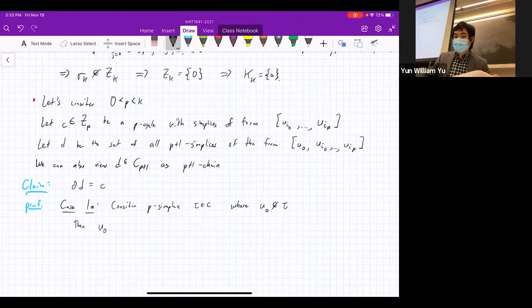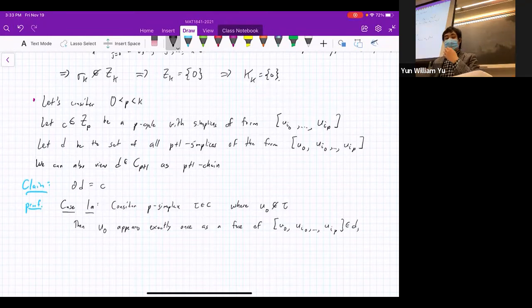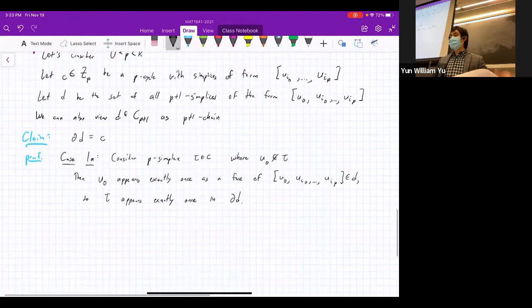So U naught appears exactly once as a face of U naught, UI naught through UIP, which we know to be in D by the construction of D, right? That's how we constructed D. But it appears only once. So this means that tau appears exactly once in the boundary of D. Okay, so if tau is in C, then tau also appears in the boundary of D exactly once. And the exactly once is important because if it appeared twice, then they cancel out. And so you need an odd number.